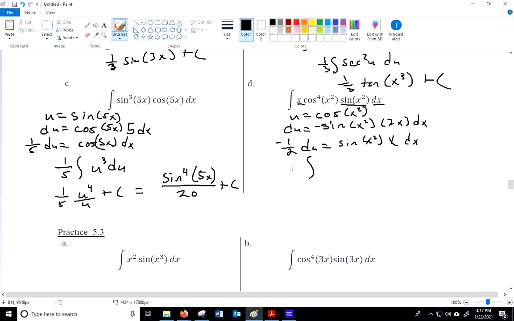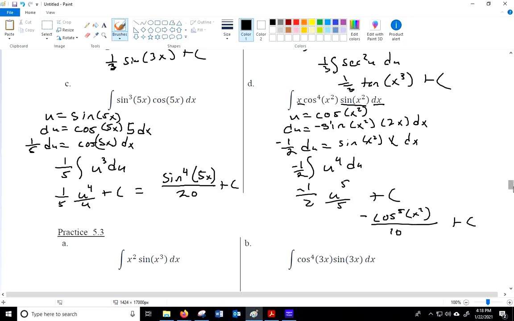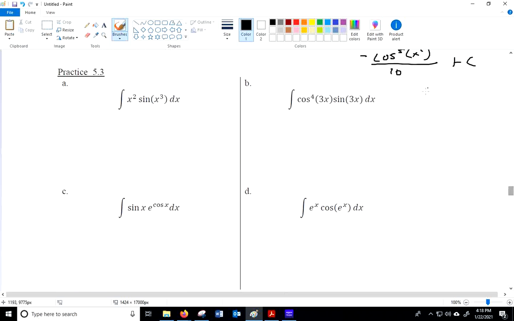So all that became negative 1/2 du. So I have u to the 4th du, because cosine x squared is my u. Integrating then gives me u to the 5th over 5 plus c. So this becomes negative cosine to the 5th power of x squared over 10 plus c. All right, I got a few of those tricky ones for you to practice, so give that a shot. Pause the video and do that, please.